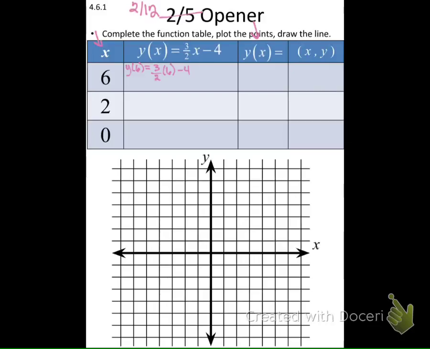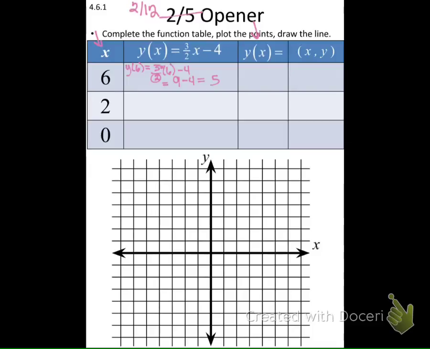From here, I go ahead and solve. So if you remember your calculators, if you type in the fraction 3/2 times 6, it'll give you the answer. Or you can do it by longhand by taking 3 times 6 divided by 2. So what's 3/2 times 6? 9. Okay, so I'm going to put down my 9. What else do I have to bring down next? My minus 4. So what's 9 minus 4? 5. So my output is 5.